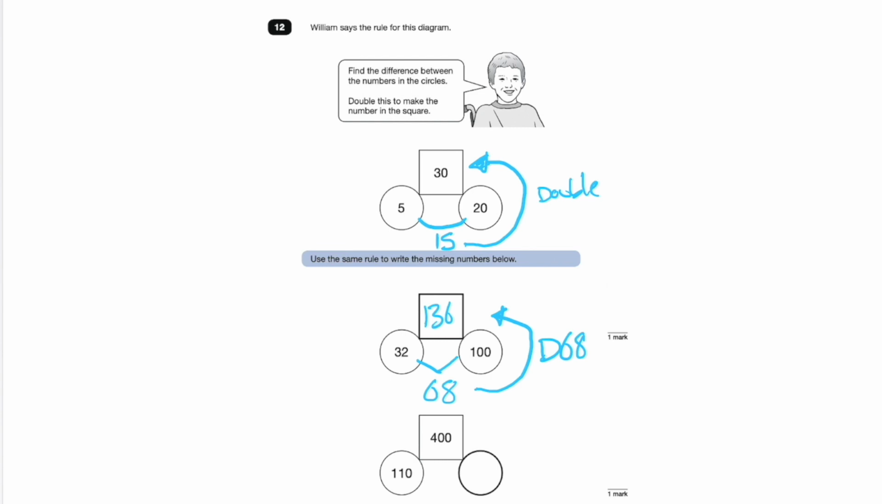But our second one is a little bit harder because now we have to come backwards. So if we know we're doubling when we're coming this way, we're obviously going to halve when we're coming the other way. So what's half of 400? Equals 200. So therefore the difference between these two circles is 200. So I'm going to be adding 200 to my 110, leaving me 310. A little bit confusing, particularly on that second one where we come backwards, but understanding doubling and halving here would really help us.